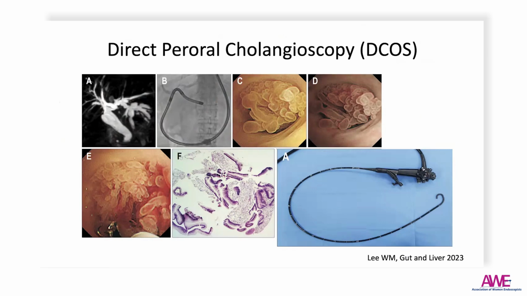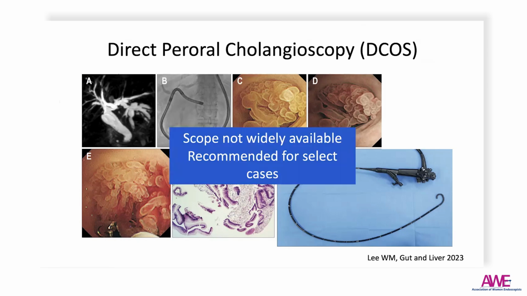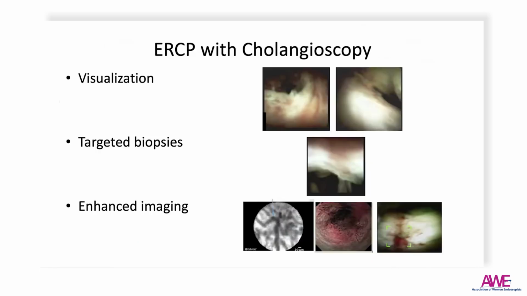We can't forget about direct peroral cholangioscopy, which was sort of even here prior to single operator. This involves directly placing an endoscope into the bile duct. It did mean having access to a special type, the slim scope, which was not readily available and was very fragile. But the advantage here is that it does really give beautiful imaging with some of the enhanced software modalities that we have on our endoscope, such as NBI. So it's not widely available and is really recommended just for select cases and in expert hands.